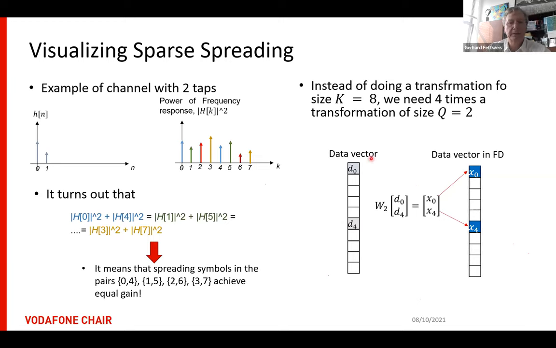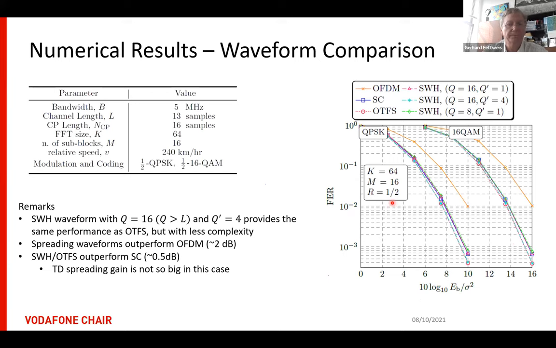So that we have one data vector where you add and subtract D0 and D4, and the next one would be D1 and D5, and D6 and D2, etc. And if you do that, what you can see here with this very simple solution, you can achieve exactly OTFS performance. And this is basically what we're showing here. No matter which channel you look at, whatever dramatic time frequency domain spread channel you make, this has the same performance as OTFS. You can always choose your parameters such that you have the same performance as OTFS.